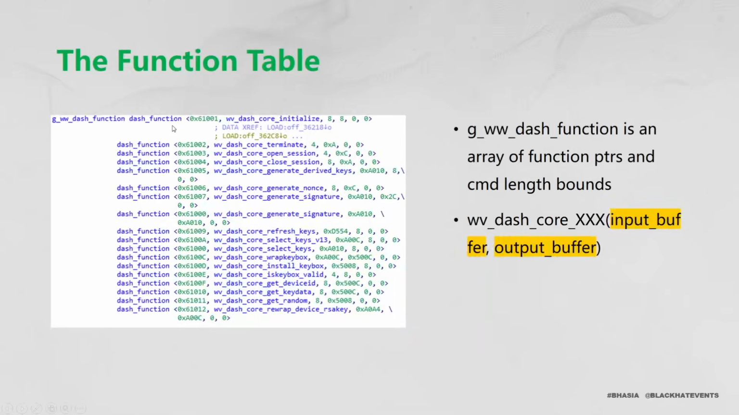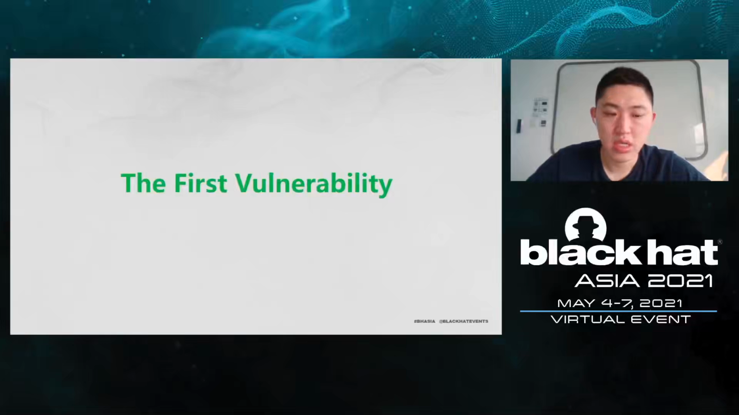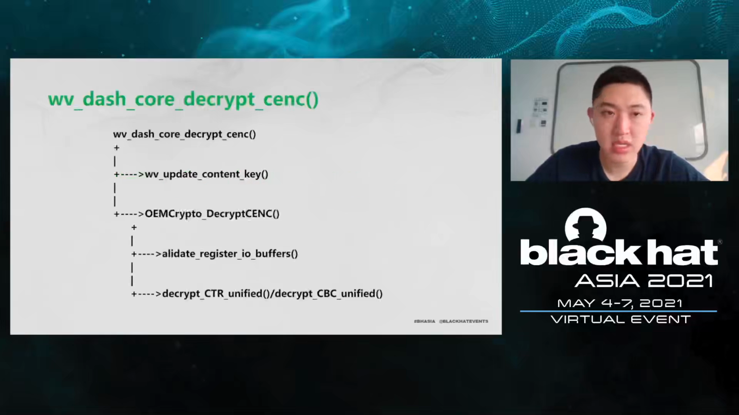Well, it is actually a table, and in this table, each entry will contain a command ID, the bound, and the function pointer. Okay, as we have found the function pointer of each command handler, we can look into each of them and find if there are any vulnerabilities. And then I found my first vulnerability, and this is the invocation graph of it, how to trigger the vulnerability.